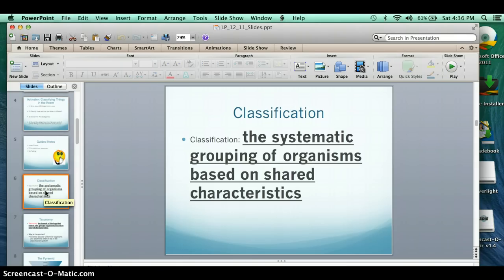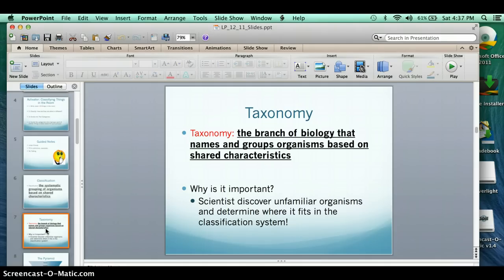Okay, so here's the formal definition of classification. It's the systematic grouping of organisms based on shared characteristics. So just like you did with that warm-up activity, you were grouping different things into certain categories based on how similar they were. You were just trying to figure out, okay, how similar are these things? Can I put them in the same group or not? That's classification.